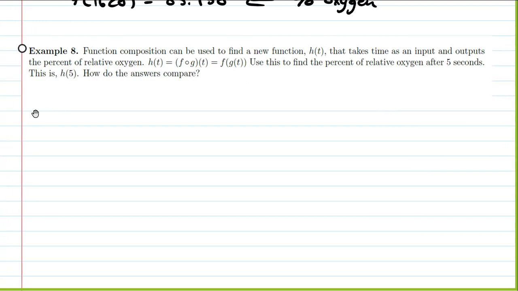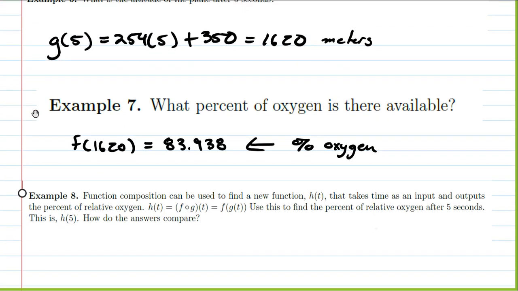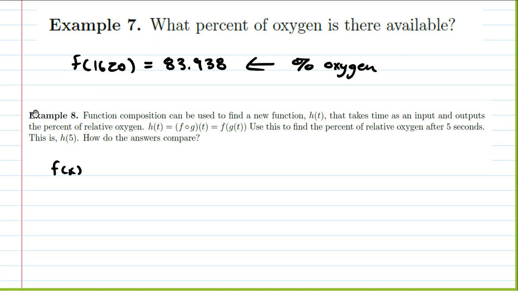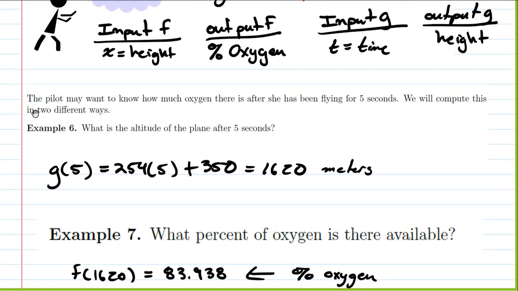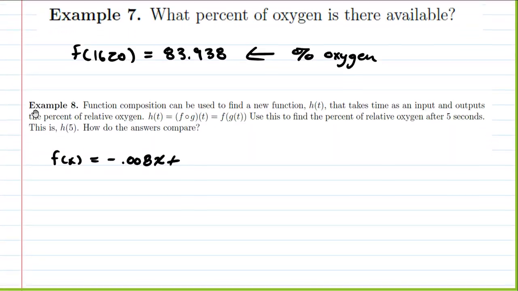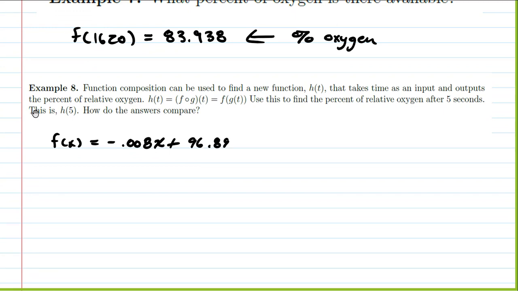So function composition can be used to find a new function h of t that takes time as an input and outputs the percent of relative oxygen. So h of t is equal to f circle g of t, or f of g of t. Use this to find the percent relative oxygen after 5 seconds. So we have our two functions. We had our f of x was equal to negative 0.008x plus 96.898. And we had our g of t is 254t plus 350.